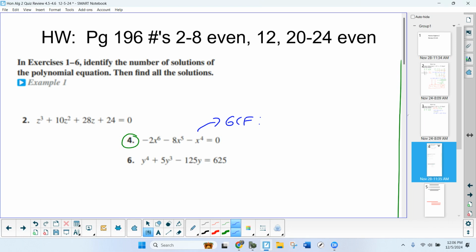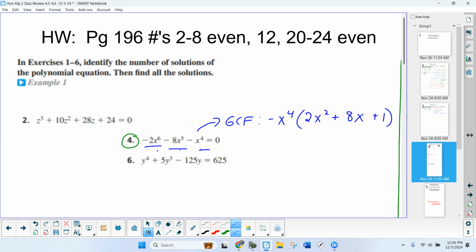By the way, how many solutions will this have? 6. What can I pull out? Leading term is negative, and what does each term have? X to the 4th. So I'm going to pull out a negative x to the 4th. When I do, what do I have left here? 2x squared. What do I have left here? Positive 8x. And what would I have left here? Positive 1. If you don't believe me, redistribute. That gives you negative 2x to the 6th, negative 8x to the 5th, negative x to the 4th.